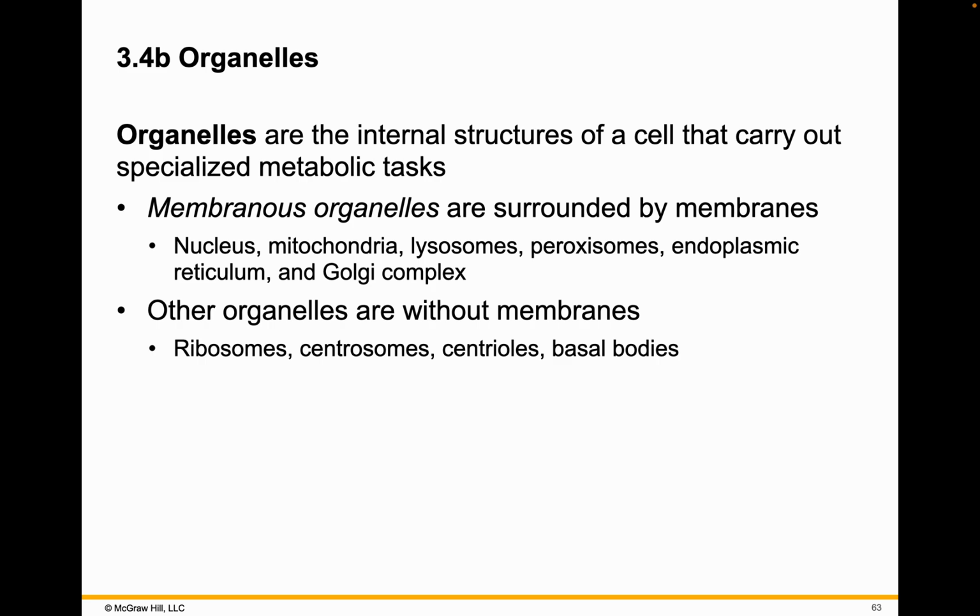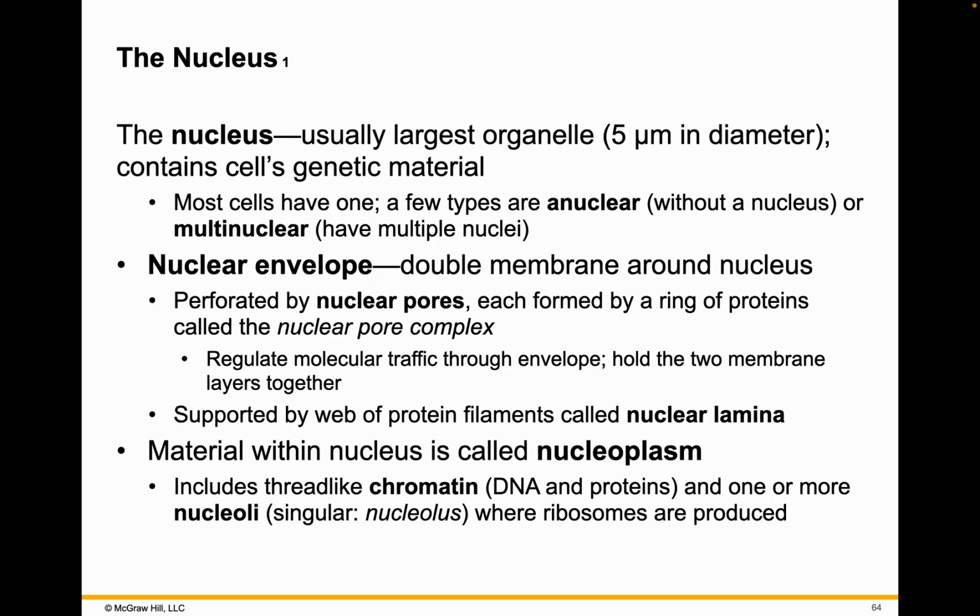Organelles are the internal structures that are within the cytosol. They have membranes around them: the nucleus, the mitochondria, the lysosomes, the peroxisomes, endoplasmic reticulum, and Golgi apparatus are membrane-bound organelles. There are some organelles that are not membrane-bound. They don't have a membrane around them: ribosome, centrosome, centrioles, and basal bodies.